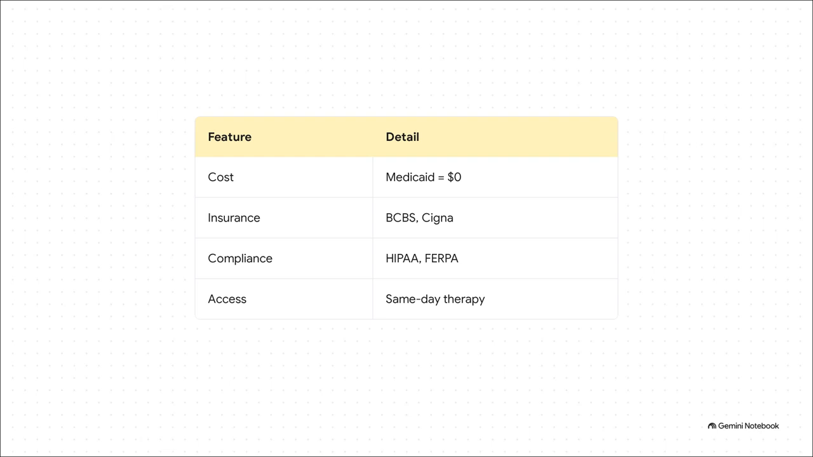Now, for any of this to actually work, the logistics have to be completely seamless. Cost is always the biggest hurdle, right? Well, for Medicaid, the cost is literally $0. Zero. Plus, they accept a huge range of major insurances: Blue Cross, Cigna, Aetna, Humana, United Healthcare, you name it. And for the admins out there sweating over red tape, don't worry. This is fully HIPAA and FERPA compliant. Crucially, for Georgia schools, it gets you compliant with that upcoming HB 268 mandate that hits in July 2026. And again, access is same day. It's just a totally seamless, financially accessible integration.